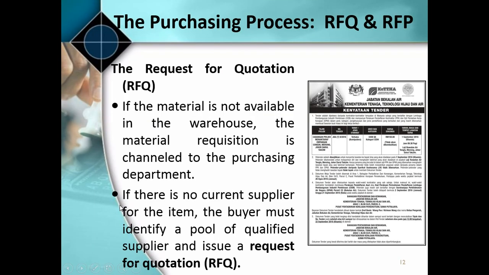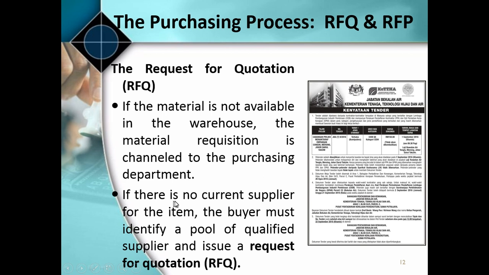Okay, so next, request for quotation. So this is when we want to request for quotation. It says if the material is not available in the warehouse, the material requisition is cancelled to the purchasing department. For example, earlier when we wanted goods, we first filled in the material requisition, but the goods are not in the warehouse. So you have to make a request for quotation. When we make a request for quotation, the material requisition is cancelled.